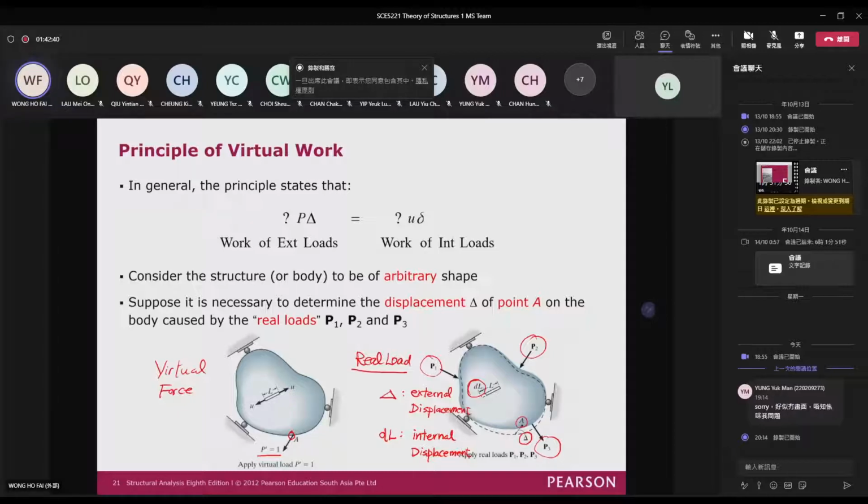Now, you can imagine if there is an external force applied on the structure, then it will cause internal force in the structure. We call that U. So you have the virtual external force applied here, and then you will have the virtual internal force here.